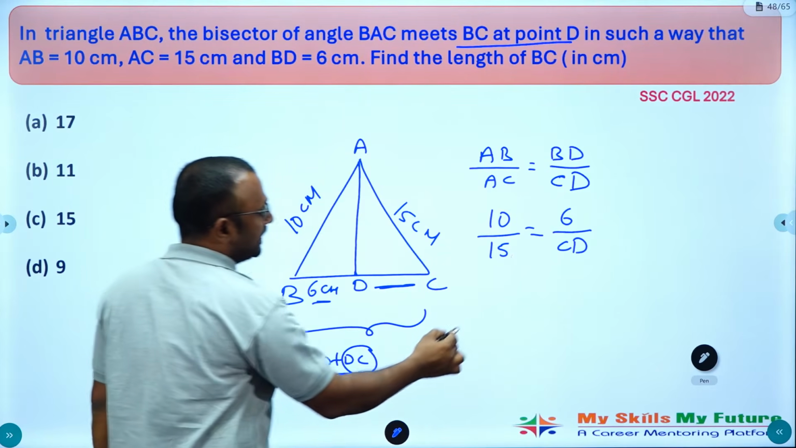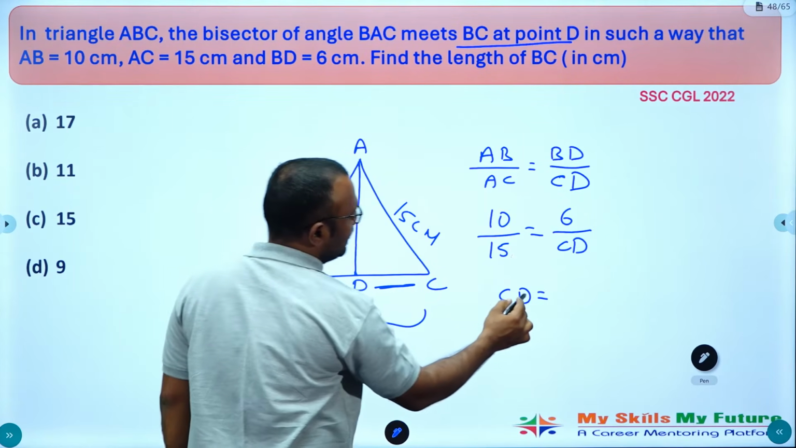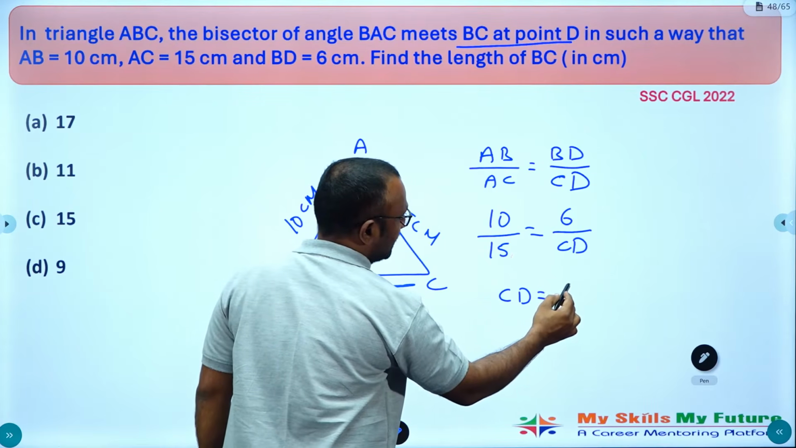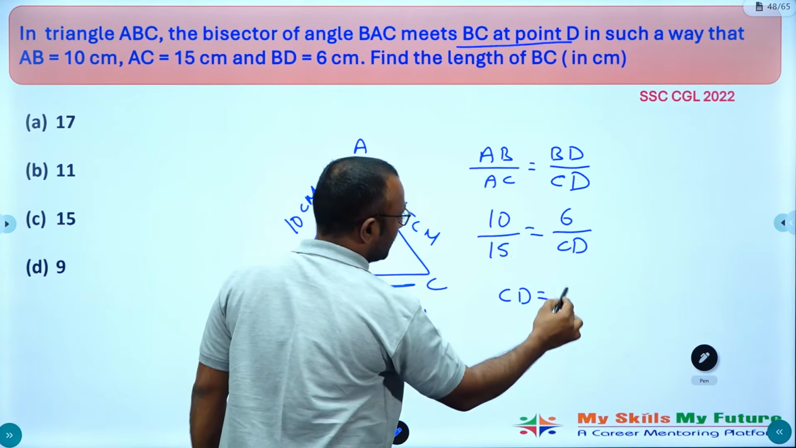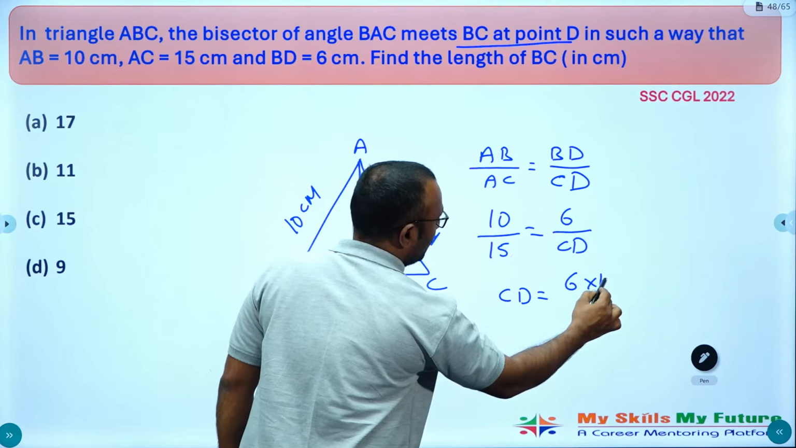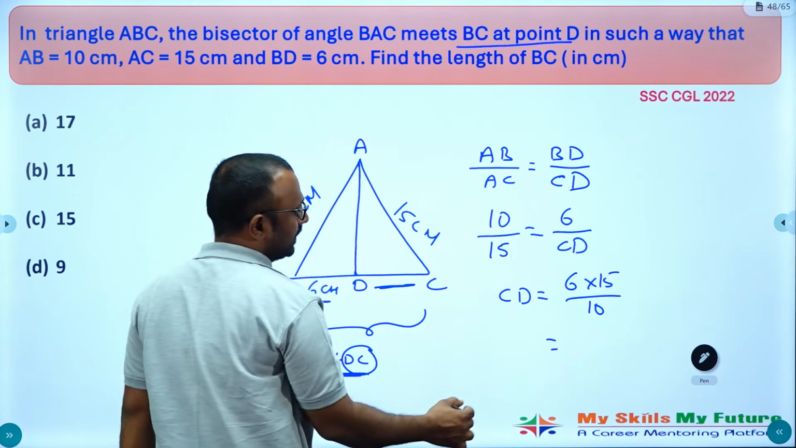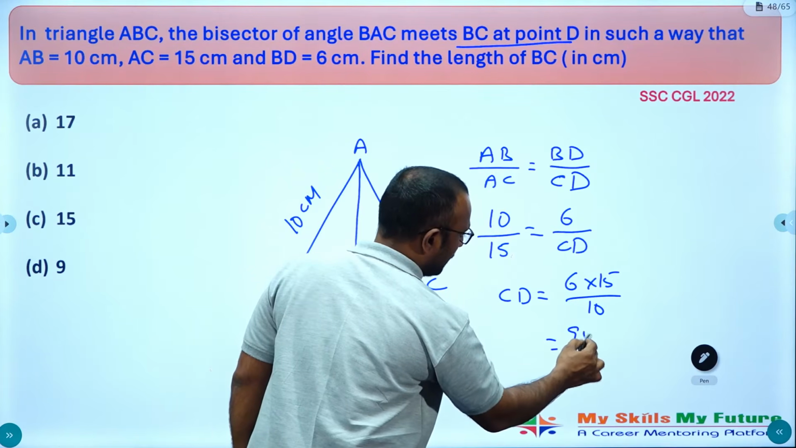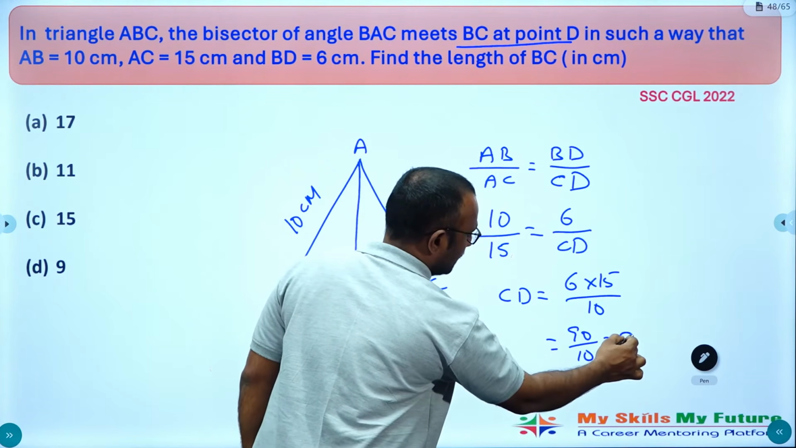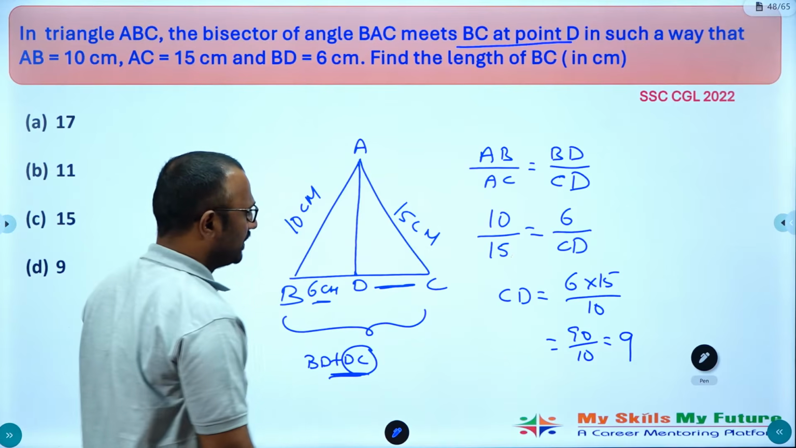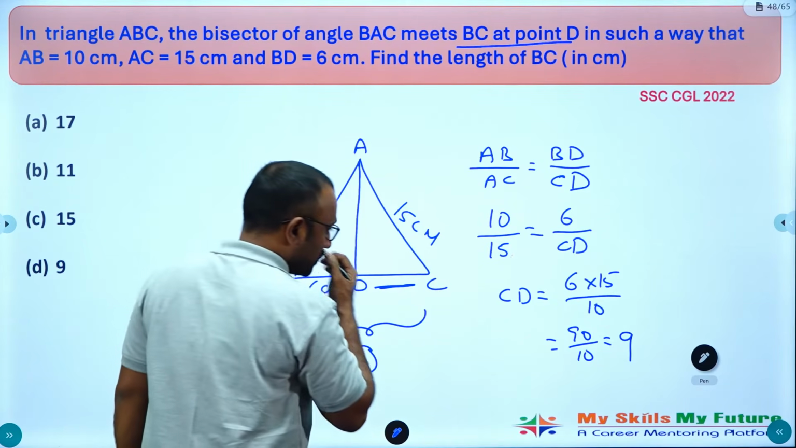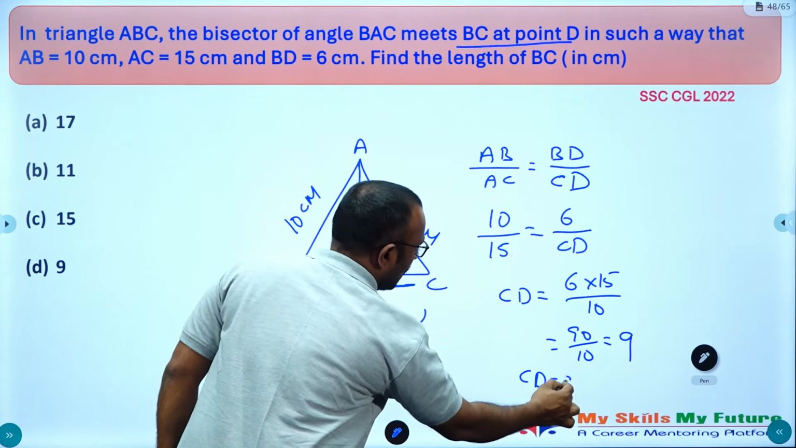Okay, so CD is equal to, just send that 10 by 15 to the left side, we get 6 into 15 by 10, which is nothing but 90 by 10, so 9. Is it correct? Yes. So CD is equal to 9.